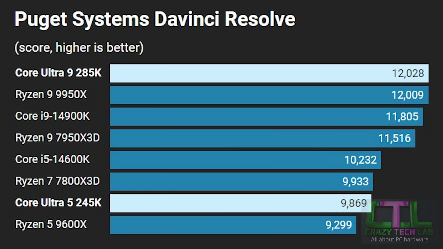Next up, we have the Puget Systems DaVinci Resolve test, and here again, Intel performing pretty well. The Core Ultra 9 285K offering pretty much the same performance as the Core i9 14900K and Ryzen 9 9950X. Going further down the graph, we have the Core Ultra 5 245K outperforming the Ryzen 5 9600X, but here the Core i5 14600K does outstrip the Ultra 5 by 400 points or so.